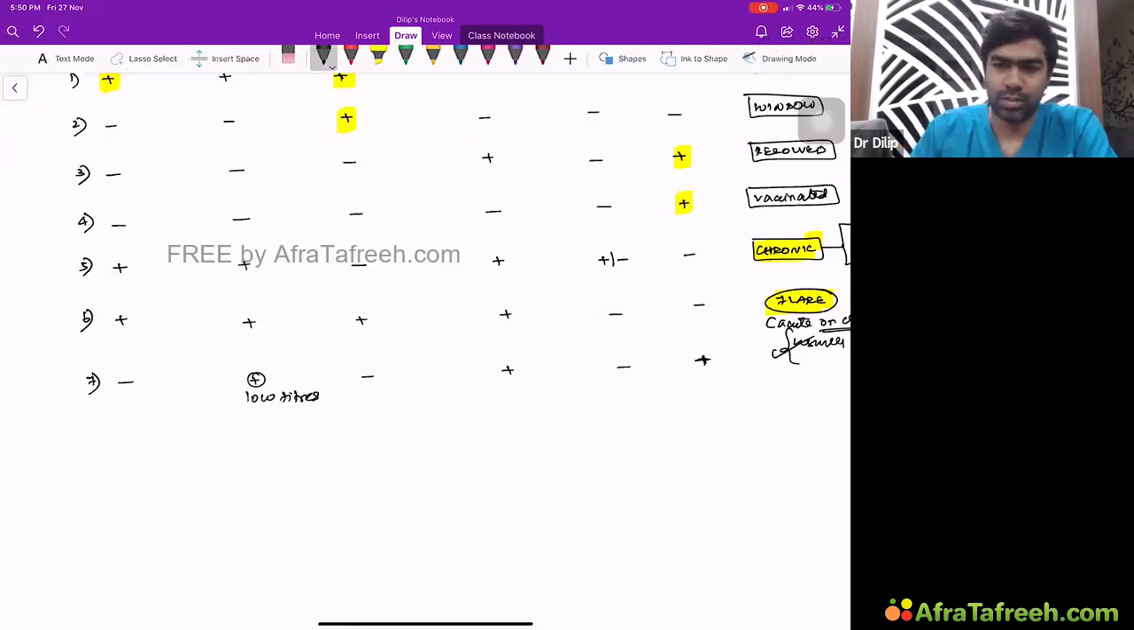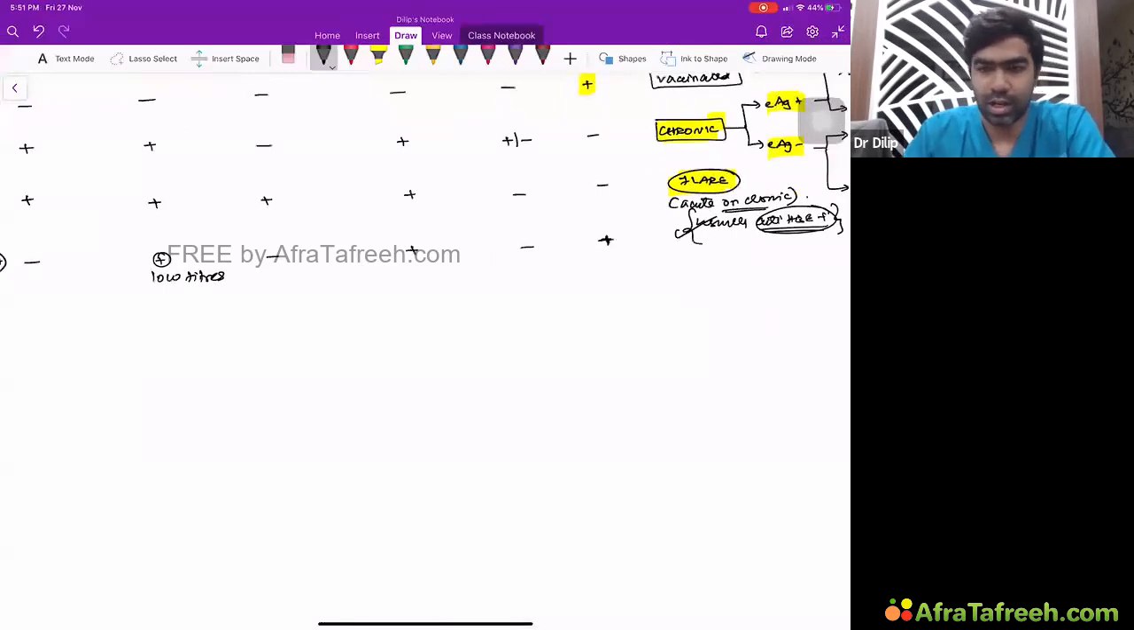Yes, this is correct. So only one answer I got it right. So that is occult HBV infection. That's right. So this patient is basically having an occult HBV. So I can rub this off. And this patient is having an occult HBV infection. This is basically an occult HBV.